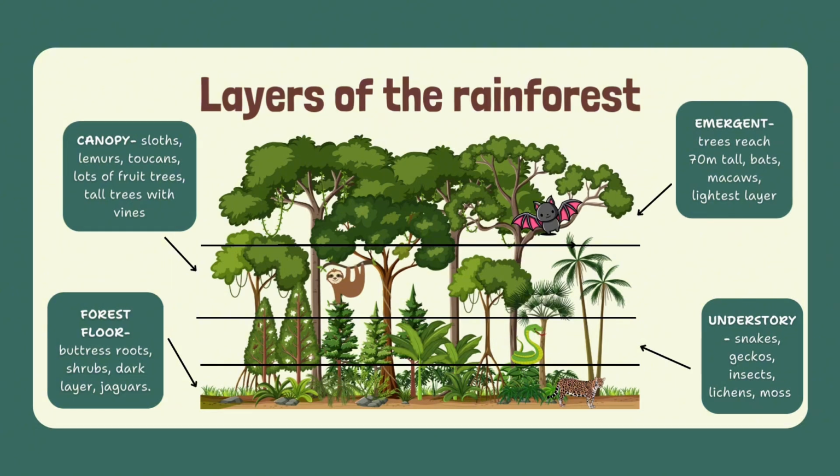Here, tall trees can reach up to 70 meters high. It is the lightest layer with the most access to sunlight, and animals that fly typically live here, such as bats and macaws.